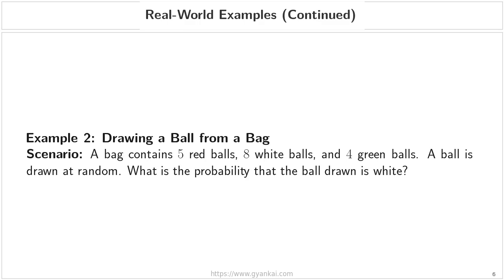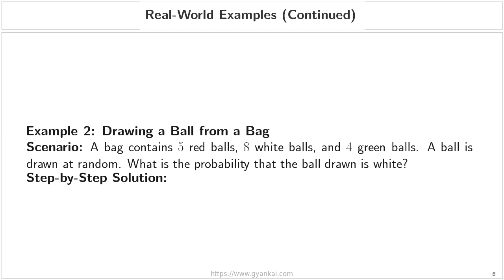In this scenario, we have a bag containing 5 red balls, 8 white balls, and 4 green balls. We are going to draw just one ball at random, and our goal is to find the probability that the ball we pick is white. To solve this, we'll follow the exact same 4-step process we just practiced.